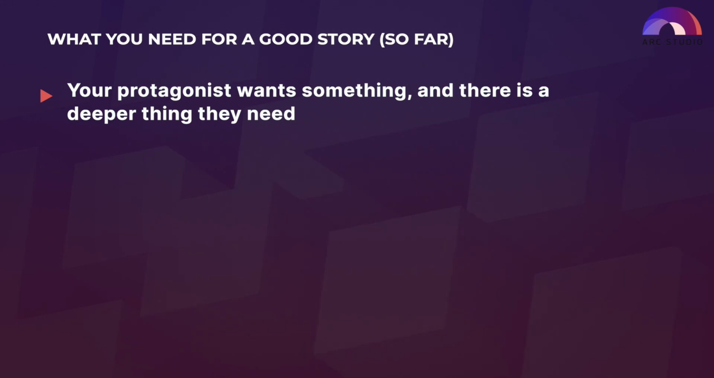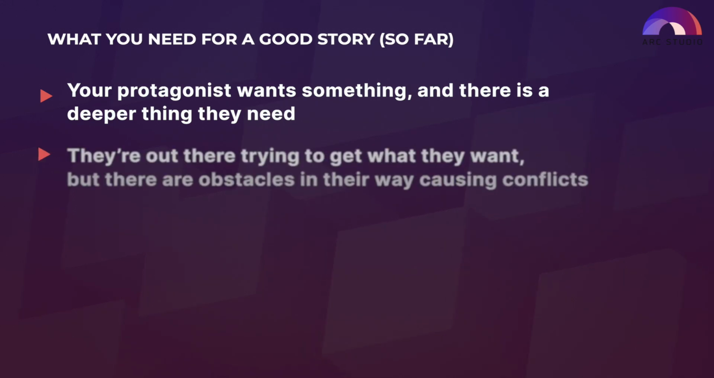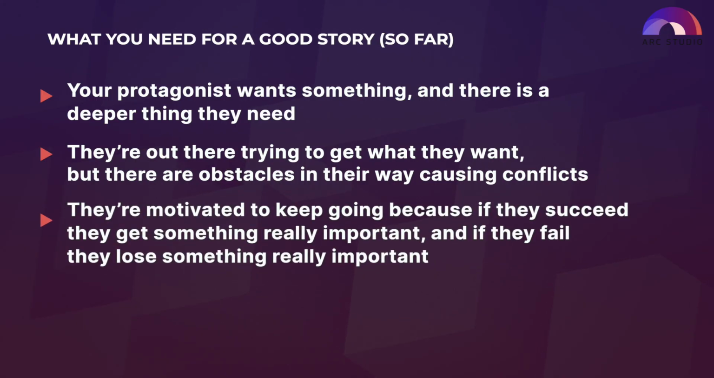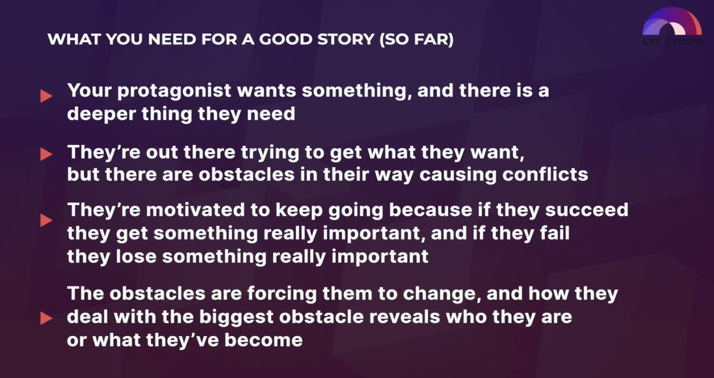Before we get to the end, let's recap what we've covered so far. Your protagonist wants something, and there is a deeper thing that they need. They're out there trying to actively get what they want, but there are difficult obstacles in the way, causing conflict. They're motivated to keep going because if they succeed, they'll gain something they really want, and also if they fail, they're going to lose something really important to them. These obstacles are forcing them to change, and how they deal with the biggest obstacle reveals who they are or what they've become. But how does the story end?